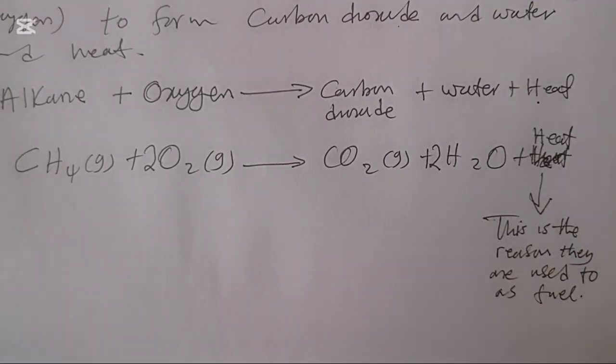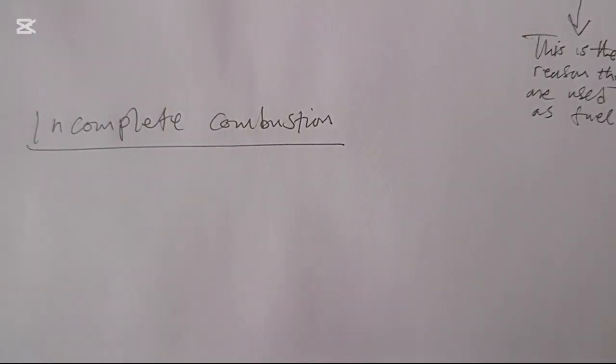So the second one, we have what we call incomplete combustion. So incomplete combustion, this is the burning of a substance in a limited oxygen to form a poisonous carbon monoxide and the water. So that is what we call incomplete combustion. So the difference between complete and incomplete combustions is that in complete combustion, carbon dioxide is given. In incomplete combustion, carbon monoxide is given. Why? Because there is a limited supply of oxygen.